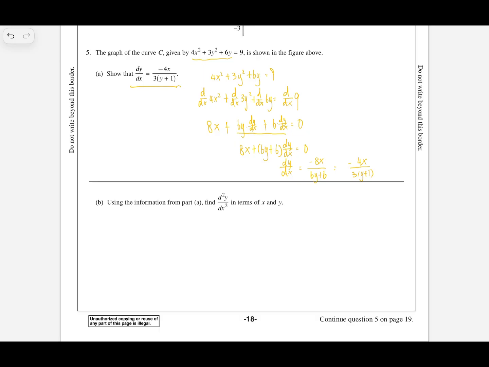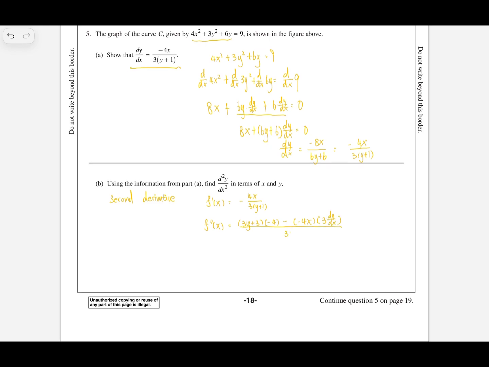Part B. Using the information from Part A, find the second derivative in terms of x and y. Since we notice that the first derivative is in the form of a fraction, we use the quotient rule. Let's differentiate it: (3y plus 3) times negative 4 minus negative 4x times 3 dy/dx, over (3y plus 3) squared. Substitute dy/dx into the equation, and that gives negative 12 times (y plus 1) plus 12x times negative 4x over 3 times (y plus 1), over (3y plus 3) squared.